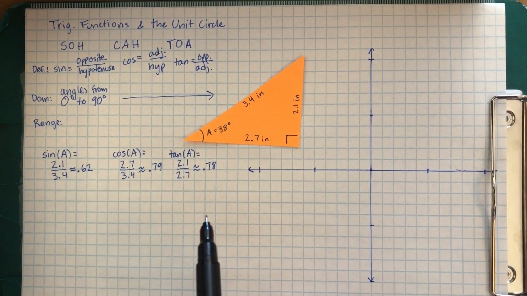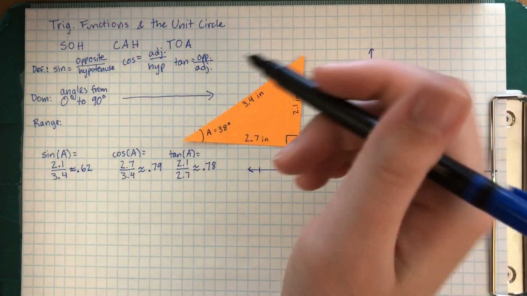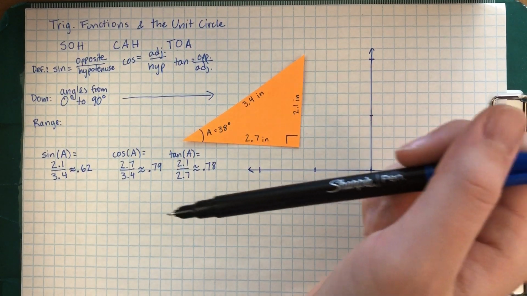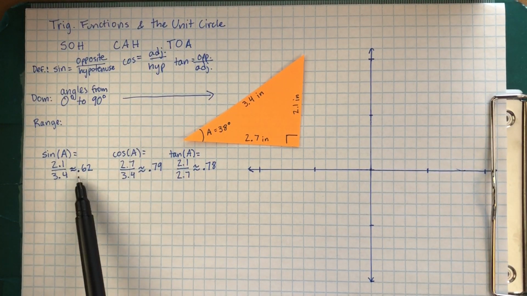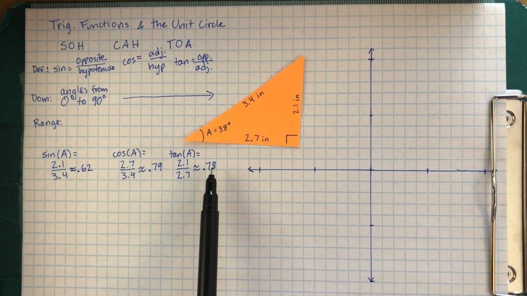For the range, let's think about what possible values we could get coming out of this function. The three possible values that we saw for these three functions were 0.62, 0.79, 0.78. But if we had a different looking right triangle here, think about what are the smallest and largest possible values you could get based on these definitions of the ratios of the sides.